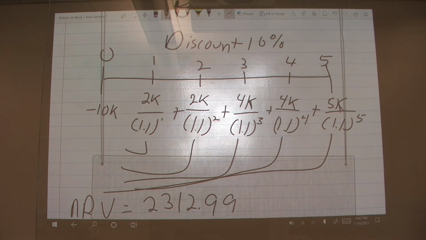And so the point with NPV is when you have a positive net present value, that means the project should be accepted. If you're only using NPV as your primary or only decision criteria, you would accept this project because it has a positive NPV.